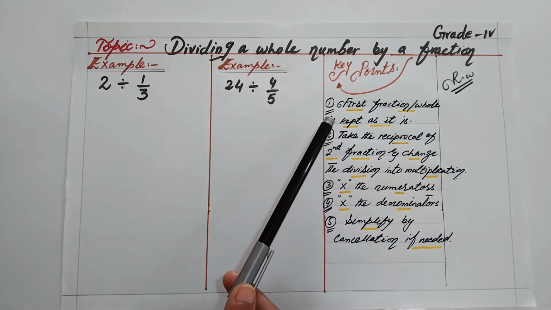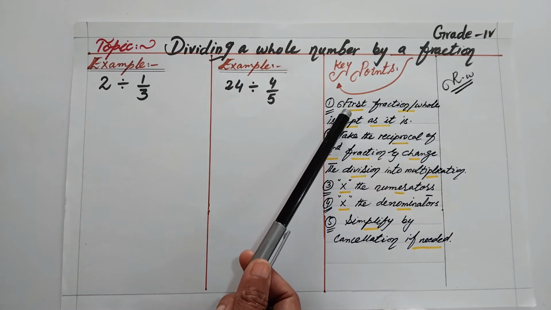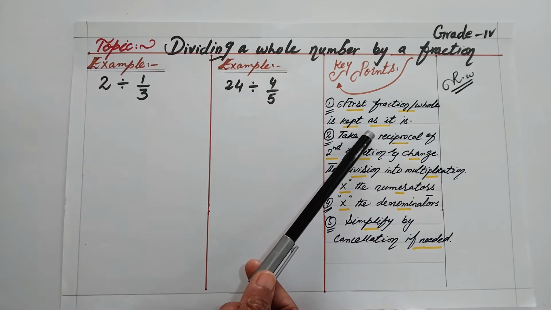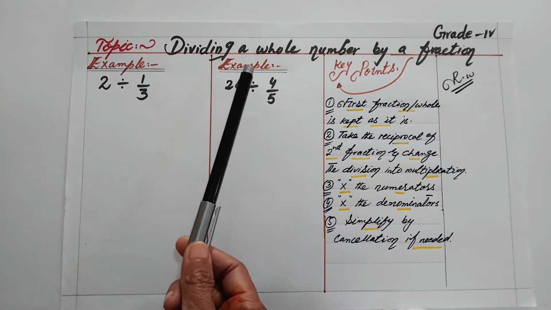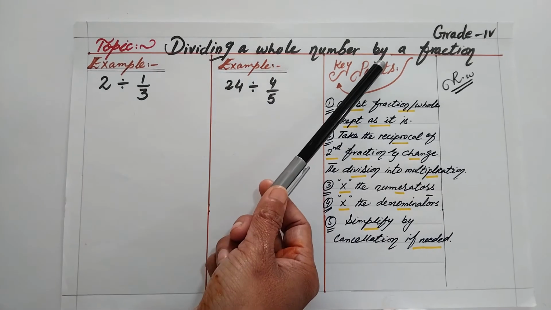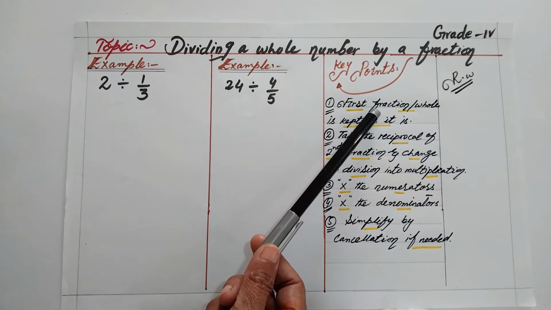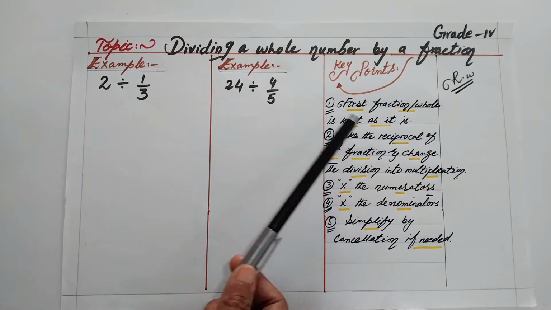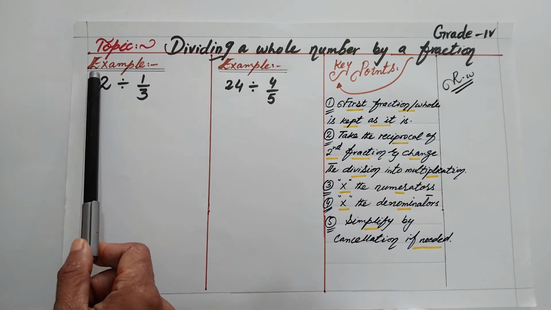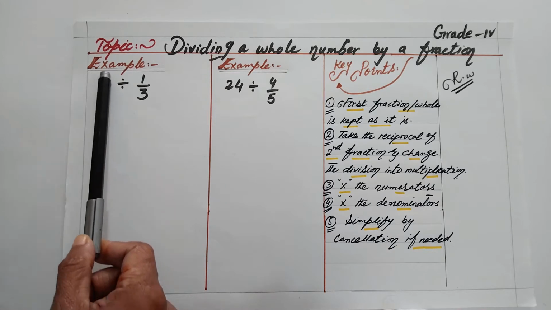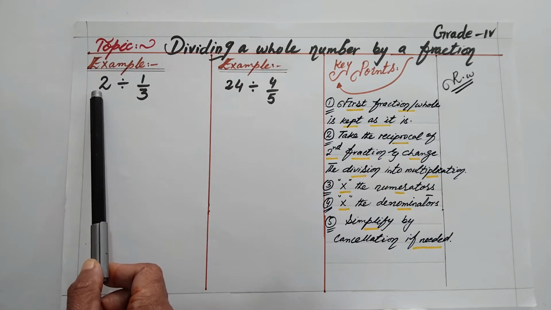So let's start. The first step is that the first fraction or whole number is kept as it is. Whenever you divide a whole number or fraction by a fraction, the first step is that the first fraction or whole number is kept as it is. It means if your first number is a whole number or a fraction, then this first number will stay as it is. You will not change the first number.